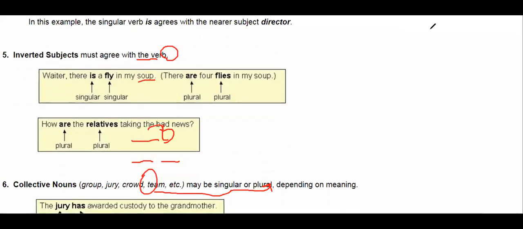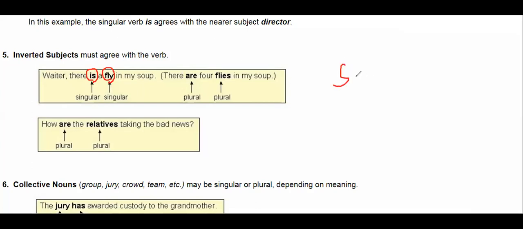Now, we come to number 5, which is inverted subjects must agree with the verb. Waiter, there is a fly in my soup. Inverted subjects. How is it inverted subjects? Normally, you've seen that you have the subject, then comes the verb. In this case, you have the verb, and then comes your subject. No matter what the placement, if the subject is singular, your verb will be singular. If the subject is plural, your verb will be plural too.